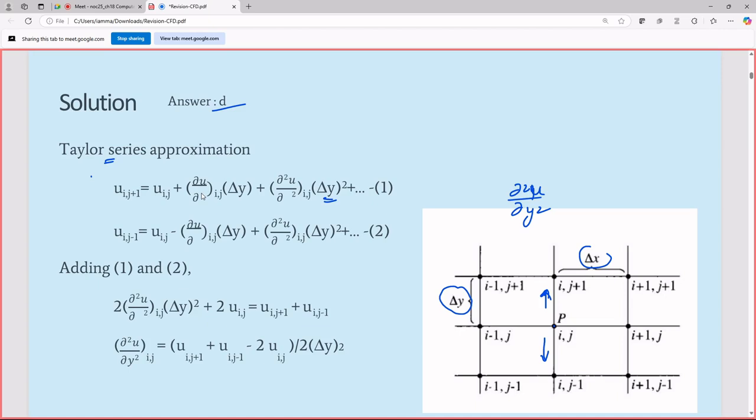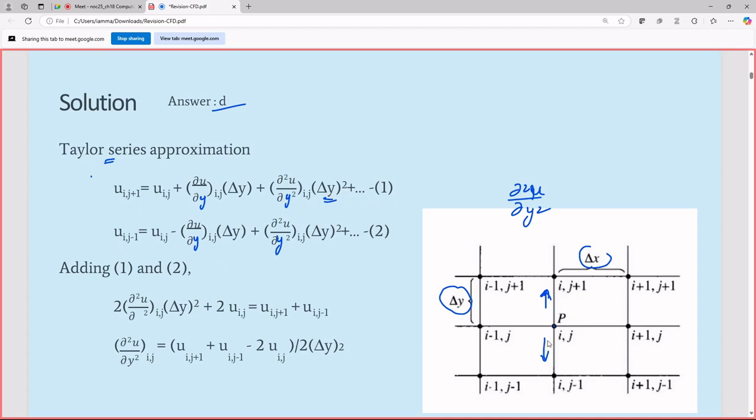∂u/∂y at ij into Δy plus ∂²u/∂y² at ij... there is some issue, the y is missing from here. So ∂u/∂y at ij into Δy plus ∂²u/∂y² at ij into Δy² plus etc.